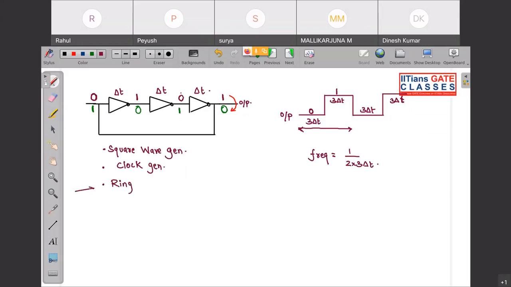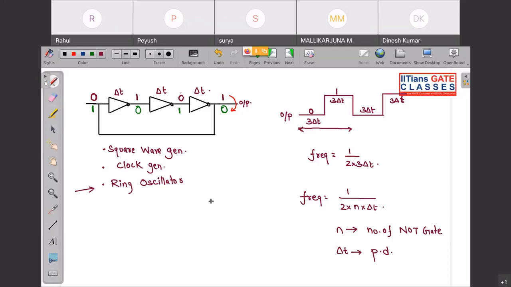We are going to study this in sequential circuits. So frequency is given by 1 divided by 2 into 3 del t, or in a generalized way, frequency is equal to 1 by 2 into n into del t, where n is the number of NOT gates and del t is the propagation delay of each of the NOT gates. Okay, any doubts?